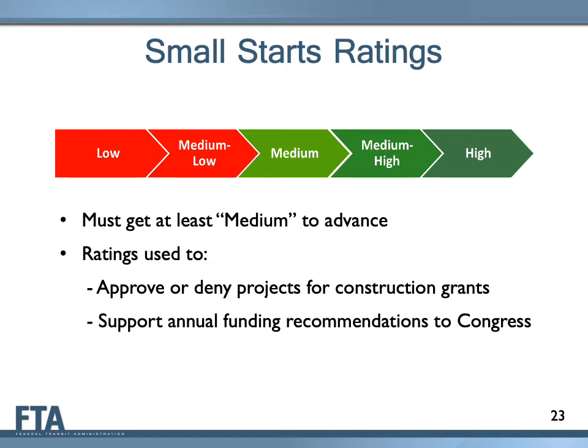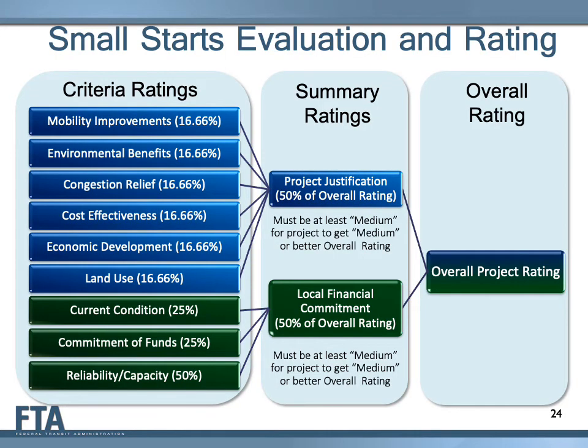The next few slides discuss the rating criteria. This slide shows the statutory Small Starts evaluation criteria, which are further described in FTA CIG policy guidance on the FTA website. The law defines 2 types of evaluation criteria: project justification criteria, shown in blue, and local financial commitment criteria, shown in green. The project justification criteria for Small Starts projects are mobility improvements, environmental benefits, congestion relief, cost effectiveness, economic development, and land use.